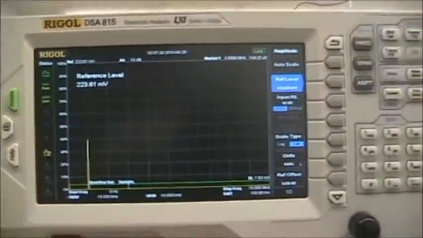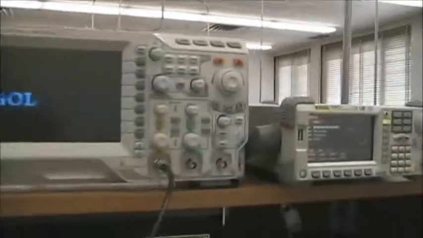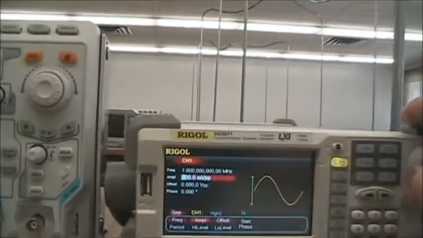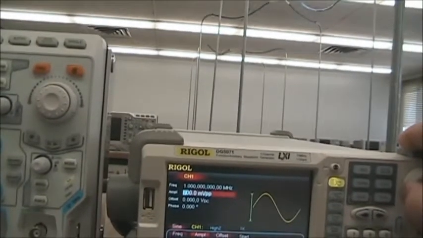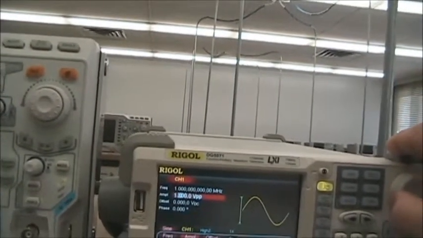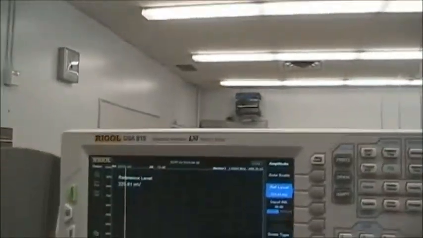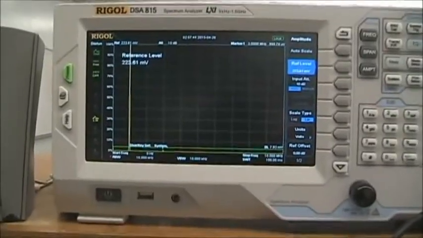We can now increase our signal until we get a larger value of amplitude. We'll increase it till we get close to 0 dBm. And when I come back, I see a 0 dBm signal.